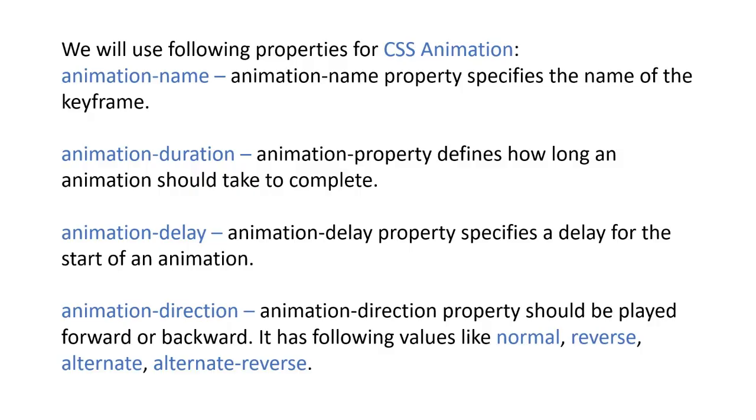Animation name. The animation name property specifies the name of the keyframe. Animation duration. The animation duration property defines how long an animation should take to complete. Animation delay. The animation delay property specifies a delay for the start of an animation. Animation direction. The animation direction property specifies whether the animation should be played forward or backward. It has the following values: normal, reverse, alternate, alternate reverse.